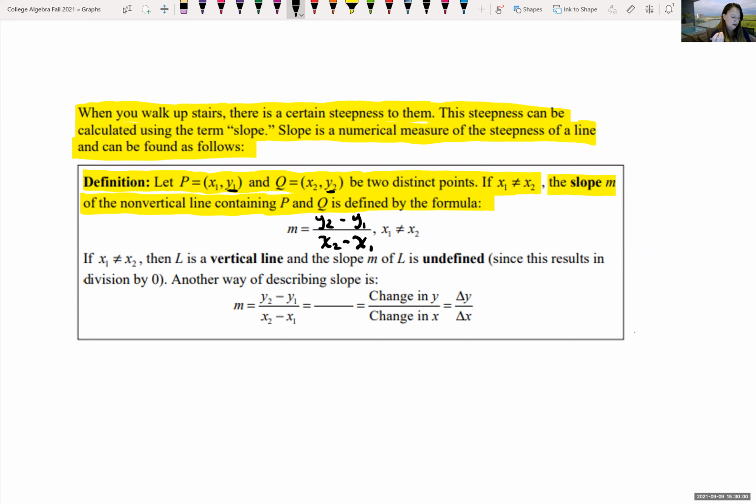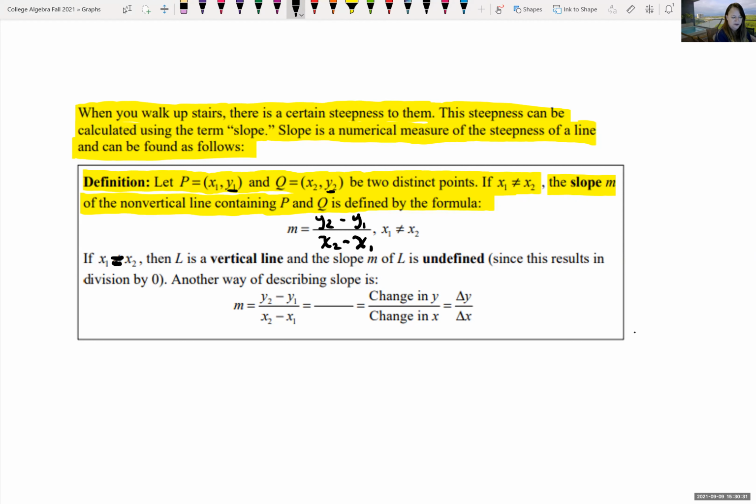If x sub 1 equals x sub 2, we have the same x value in our points, so we know it's a vertical line. Then L is a vertical line and the slope m of L is undefined since the result is divided by 0. Okay, so there's a little error on the slide here.